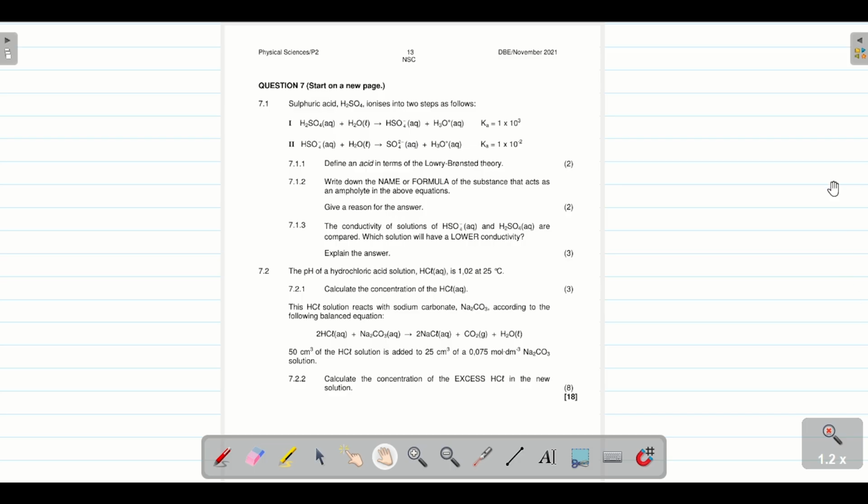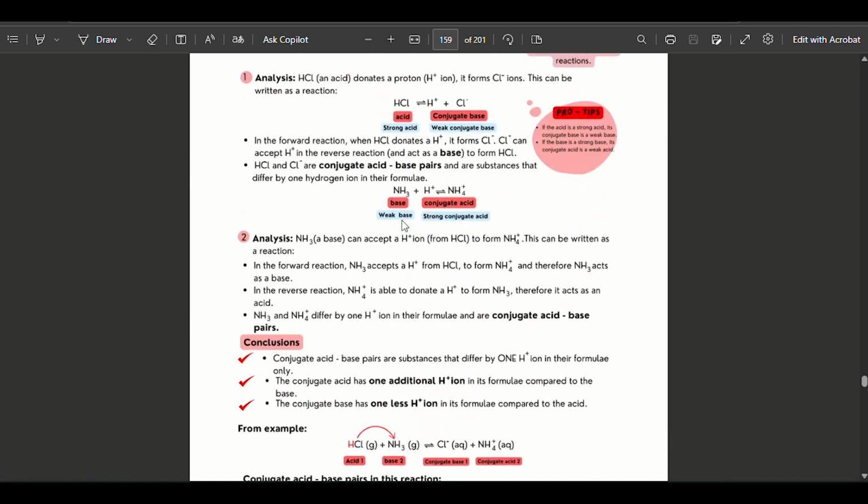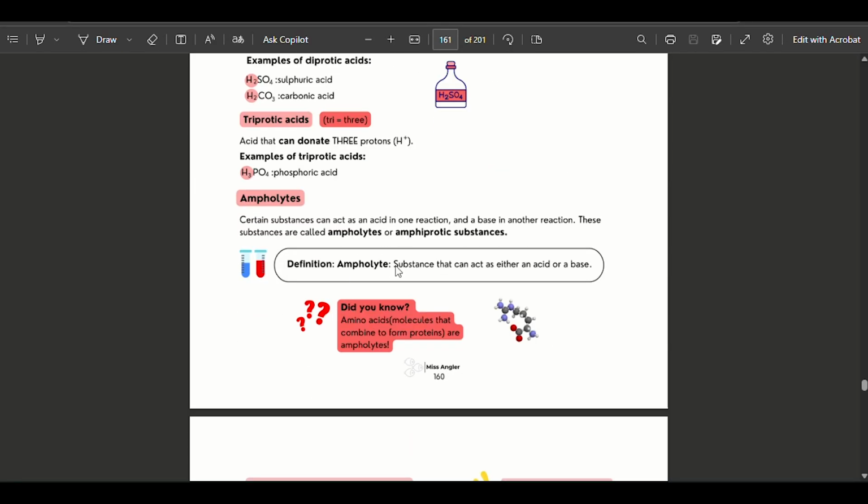In 7.1.2, they ask, write down the name or formula of a substance that acts as an ampholyte in the above equations. Give a reason for the answer. I'd like to start off by going through the definition of an ampholyte. An ampholyte is a substance that can act as either an acid or a base. So it has dual properties. It can donate a hydrogen ion or accept a hydrogen ion according to Lowry-Bronsted.